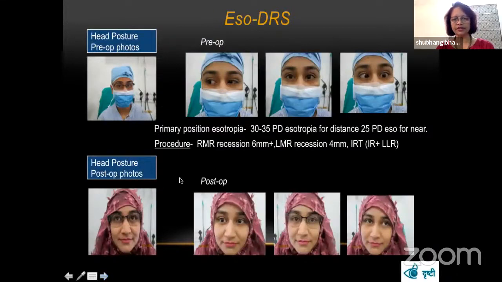Now, this is a patient of ESO-DRS with head posture, and you can see that there is an abduction deficit with some degree of hypotropia.